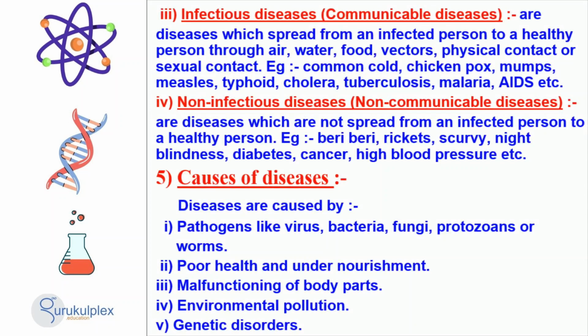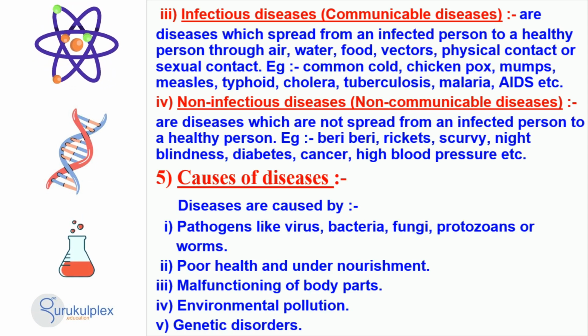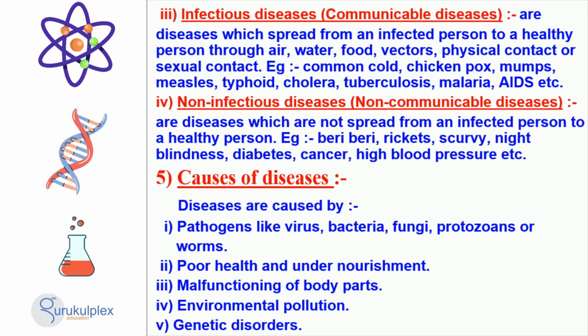This slide focuses on two types of diseases and their potential causes. Infectious diseases are transmittable, including the common cold, chickenpox, mumps, measles, typhoid, cholera, tuberculosis, malaria and AIDS. By contrast, non-infectious diseases such as beriberi, rickets, scurvy, night blindness, diabetes, cancer, and high blood pressure do not spread from person to person. Both types of diseases can be caused by pathogens like viruses, bacteria, fungi, protozoans, or worms.